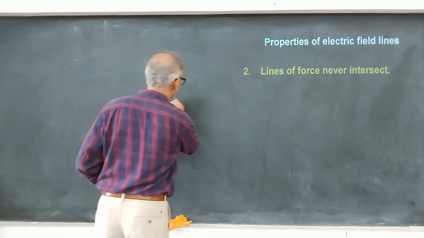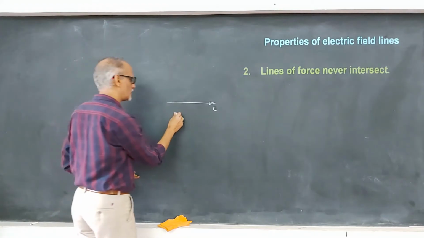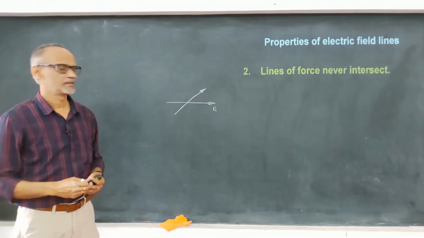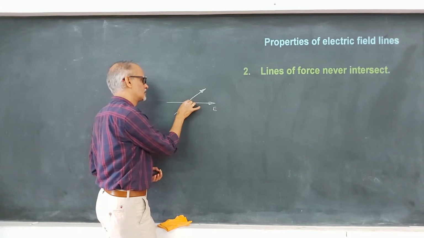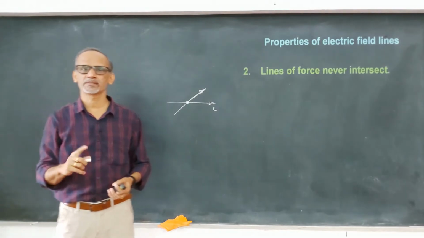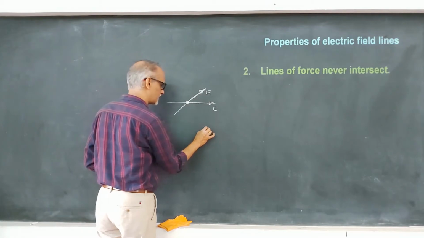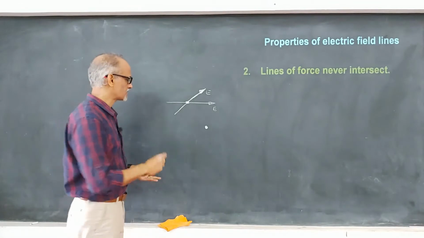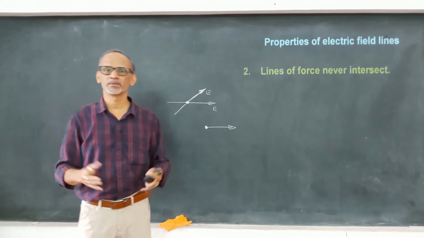See, every line of force which we draw represents the direction of the electric field. And if I draw one more electric lines of force which are overlapped, which intersect, then at the point of intersection, we have two directions of the electric field, because every line of force indicates the direction of the electric field. And this is not possible because at a particular point, if at all there is a field, then it has to be in one particular direction, which you call the resultant. It cannot be in two different directions.